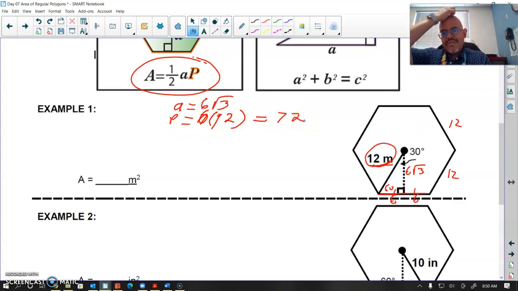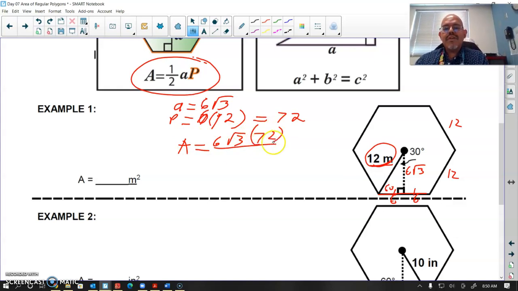So now, when we go ahead and get our area, that's going to be 6 square root 3 times 72 divided by 2.